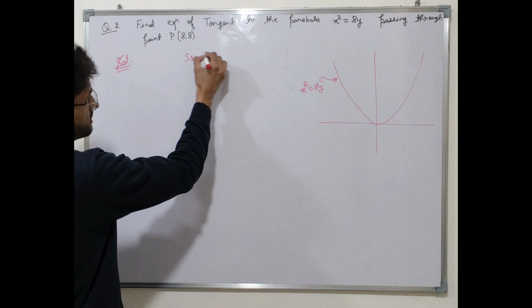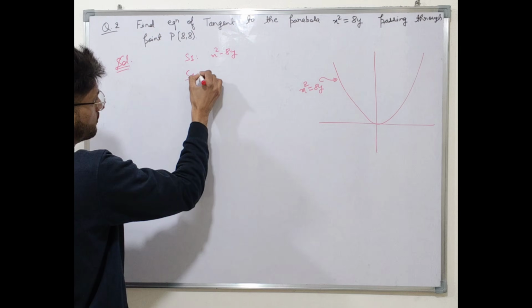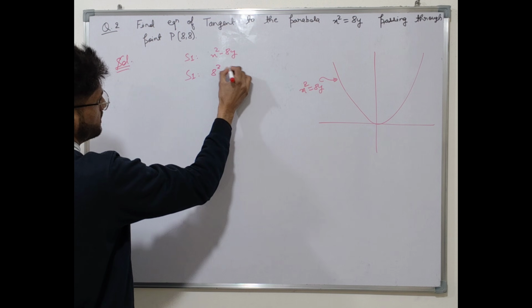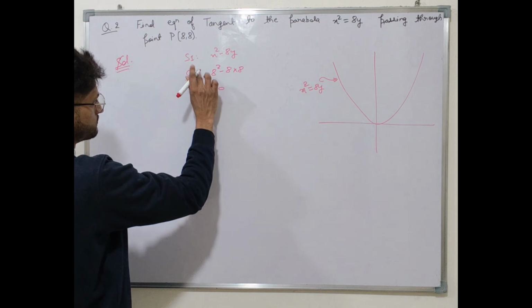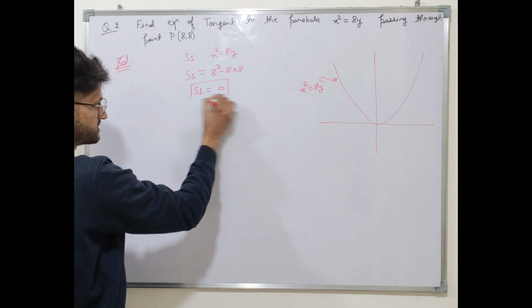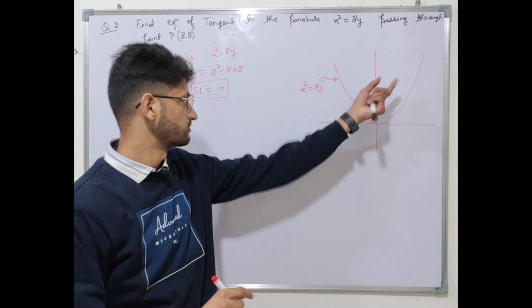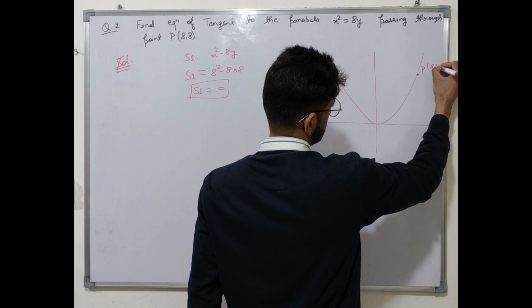So our equation is S1 = x square minus 8y. Now put the value of point P in this equation. We get 8 square minus 8 into 8, that is, S1 is coming as 0. So since S1 is 0, it means point P lies on the parabola. Point P is (8, 8).